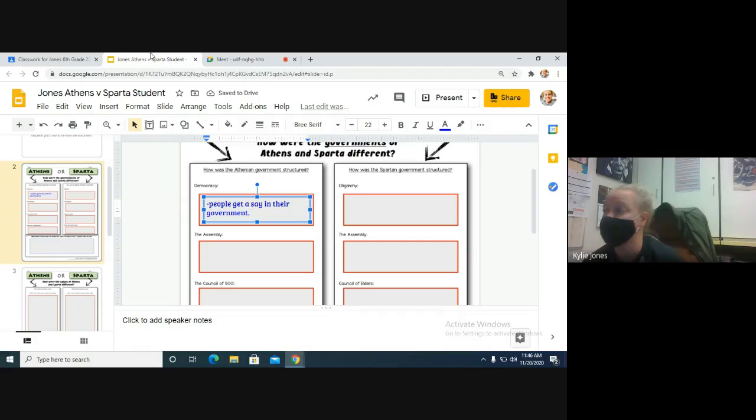Wait, how do we make a bullet point? I just put a little dash. Yeah, you don't have to put a bullet point. Okay, so people get a say in their government. To stay in their government? A say, like they get to say, I would like this to happen in our city-state.